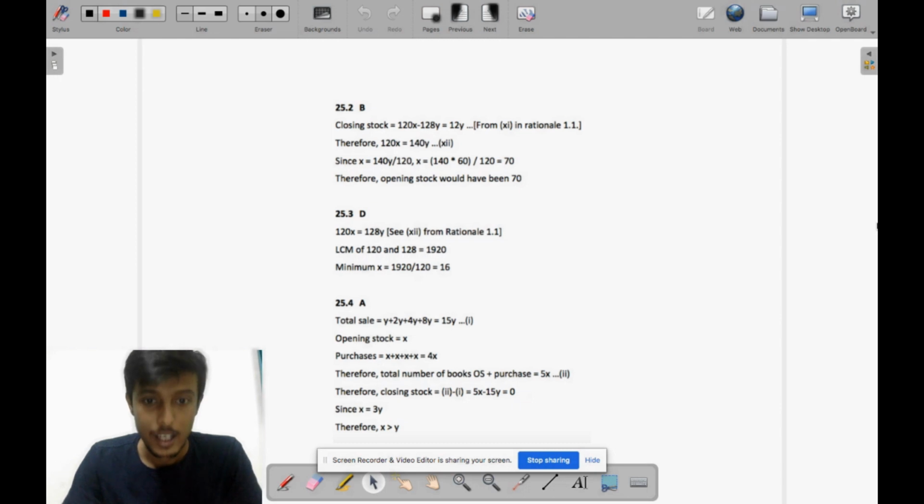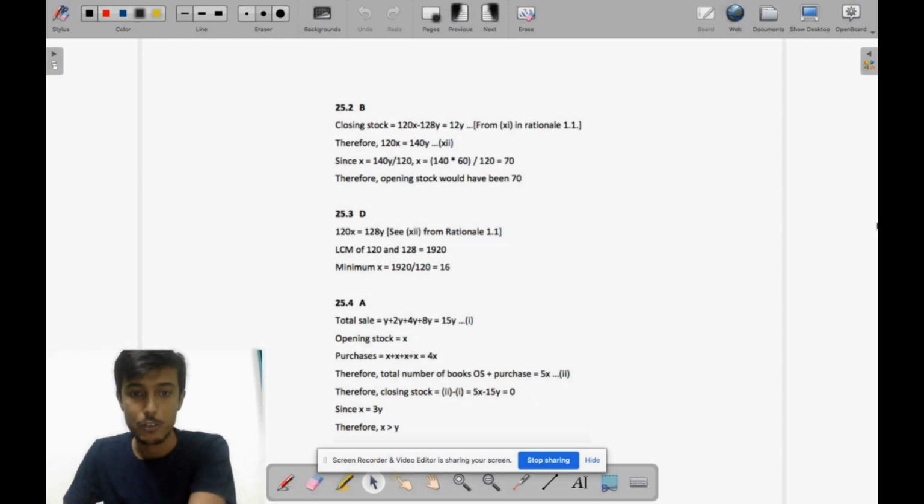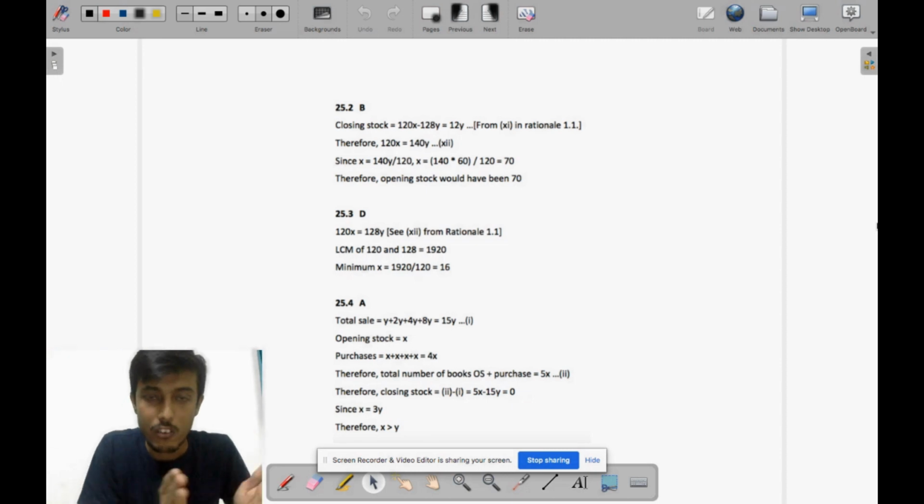Always remember that. And now we made 4 more purchases after that, which will amount to X plus X plus X plus X, which will be 4X. So the total stock will be what? 5X. And what is the total sale? 15y. So what will be the remainder? Stock minus sale. Stock is what? 5x. Sale is what? 15y.